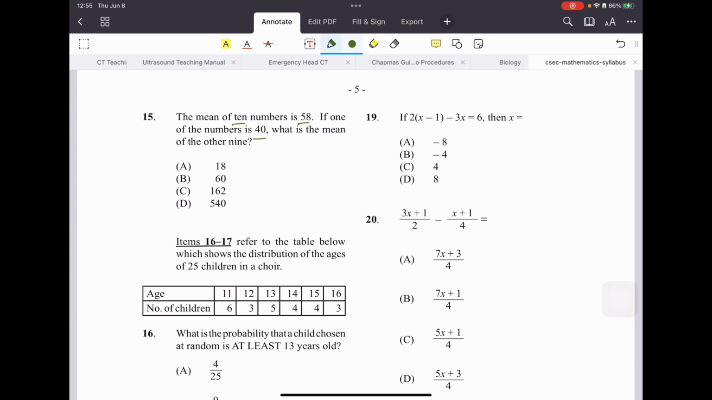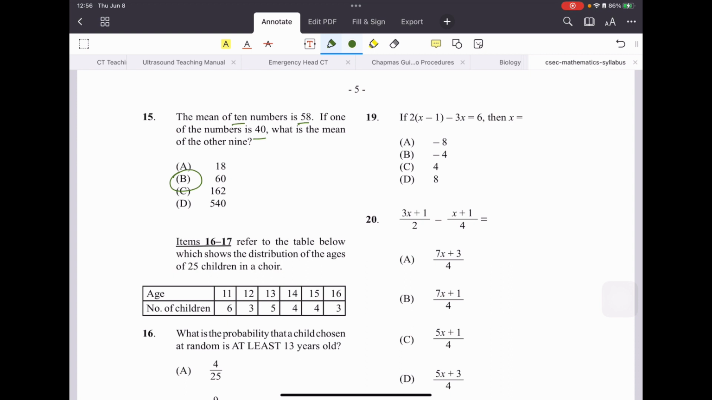And it's not going to skyrocket to 162 and 540. That's ridiculous. It's going to just go up a little bit, and your answer will be 60. However, if you want to do the mathematical way, then it's very easy as well. So you could think about the cricketer again.